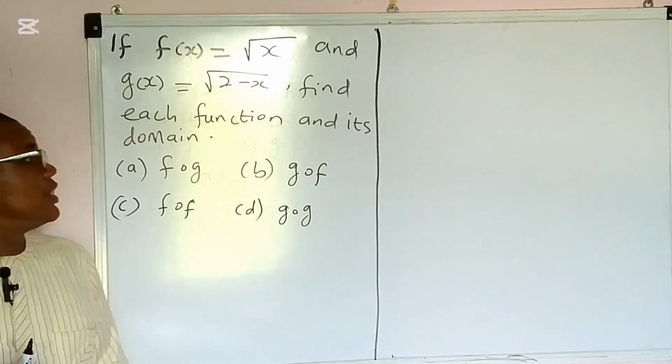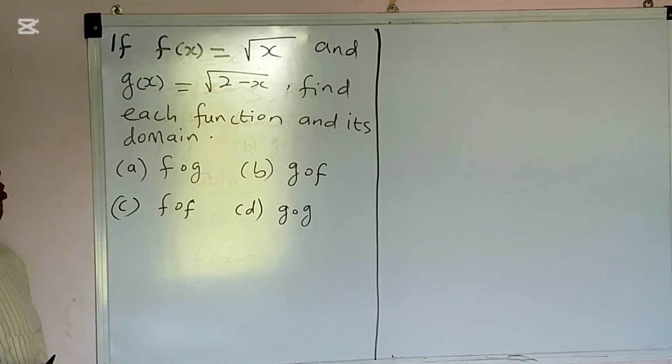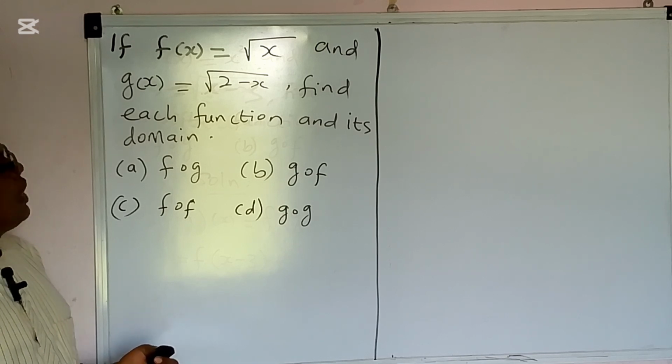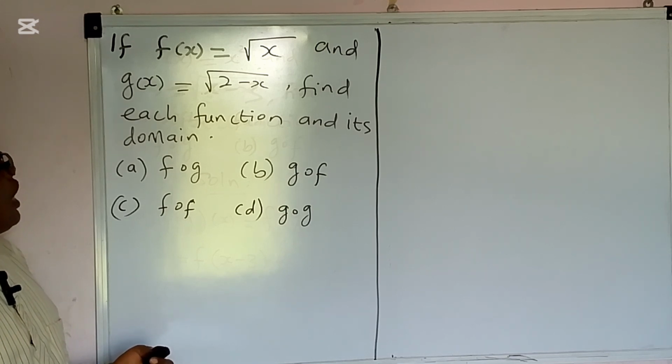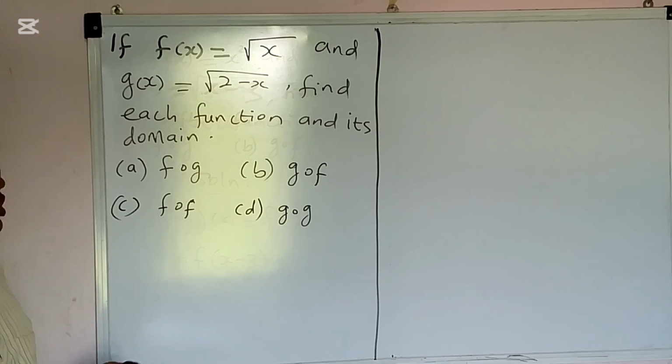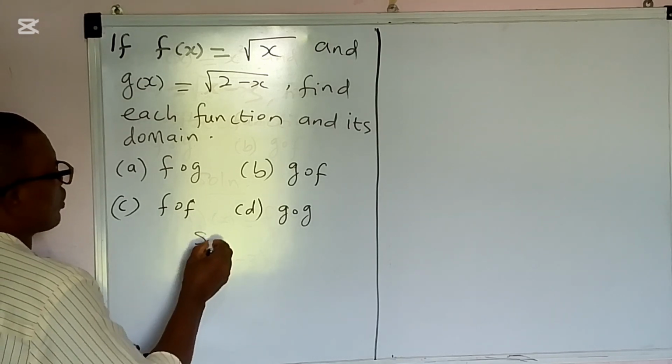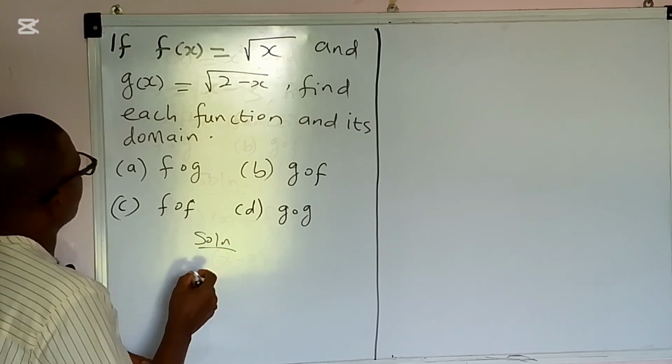We want to look at some of these problems dealing with composition of function. The question is as follows. If f of x is equal to root x and g of x is the square root of 2 minus x, find each function and its domain. The first is f composition g. So let's look at the problem and the solution.